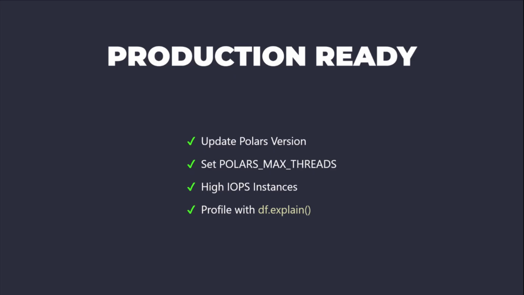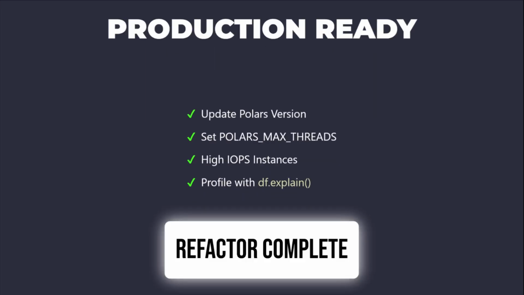Always profile the lazy execution plan using df.explain() before collection. This visualizes the directed acyclic graph and confirms that predicate and projection pushdowns are correctly applied by the optimizer, validating the refactoring effort and ensuring the 50x speedup is realized in production.